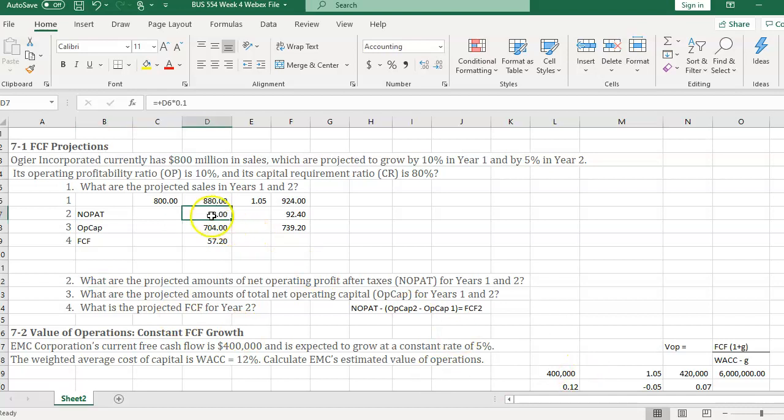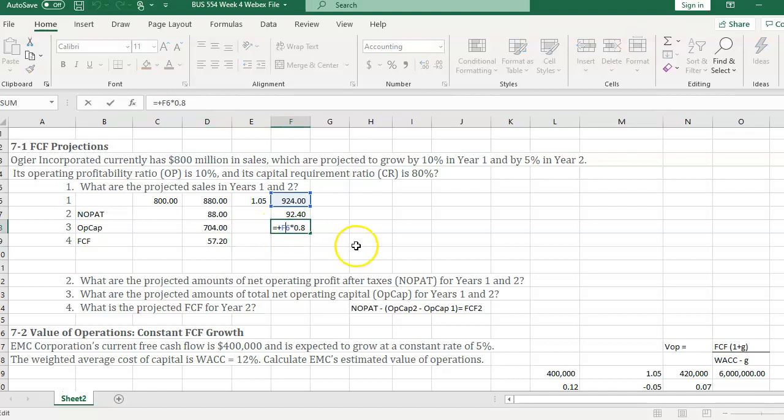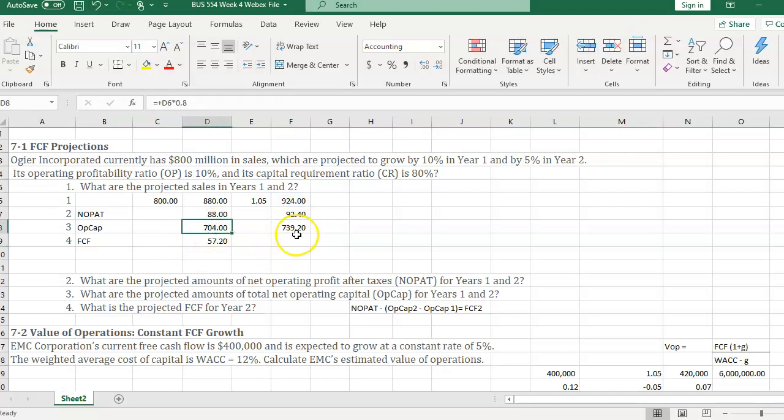And so I take the 880 times 0.1, I take the 924 times 0.1, and that gives me my NOPAT for each of those 2 years. Then question 3 said, what's my operating capital? Well, I use this capital requirement ratio here of 0.8. And so I multiply my sales by 0.8, and I multiply sales again by 0.8. And then I get my operating capital of 704 and 739. And again, this is year 1, and this is year 2.